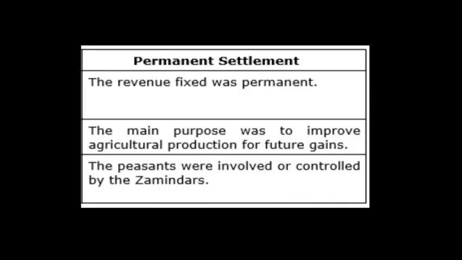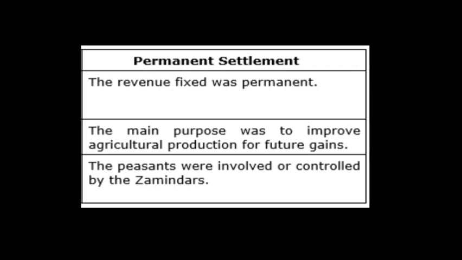The British would say you have to pay 2,000, you have to pay 3,000, you have to pay 1,000, according to the land or the size. So this settlement was called the permanent settlement, and it was introduced during the time of Lord Cornwallis in 1793. According to the features of the permanent settlement, the revenue, as I already told you, was fixed. The revenue fixed was permanent.